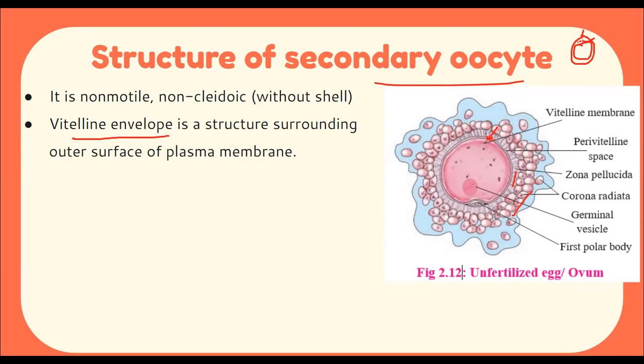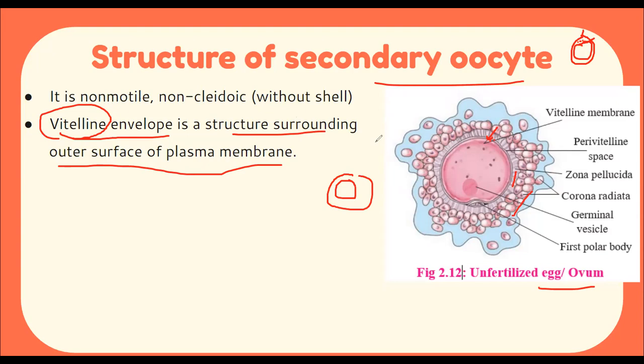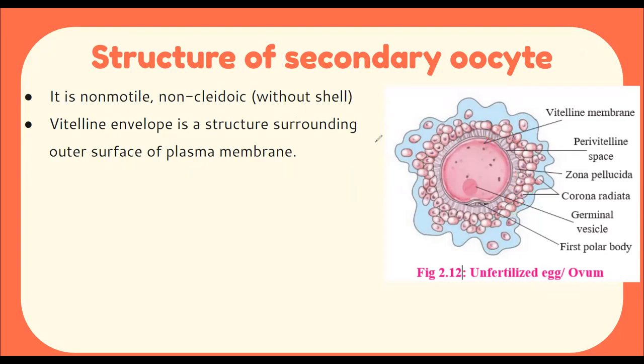So what we are discussing now, the membrane, is a part of the oocyte, a part of the egg, of the ovum. What is that membrane known as? The vitelline envelope. It is a structure surrounding the outer surface of the plasma membrane. So you have the plasma membrane and then the vitelline envelope over here. All of you are aware that any animal cell will begin with the plasma membrane.